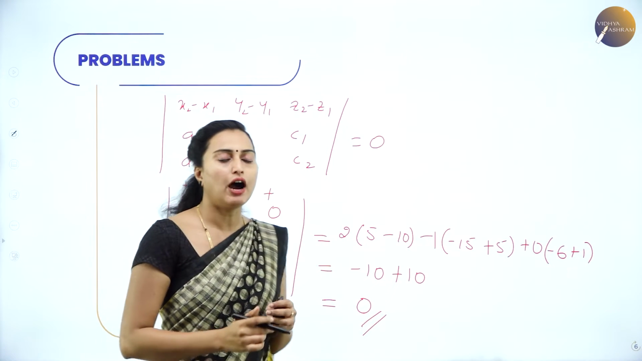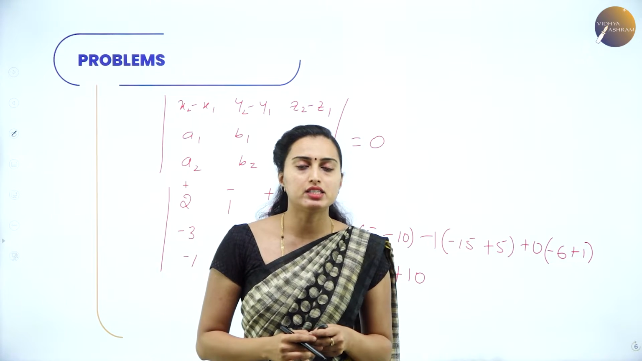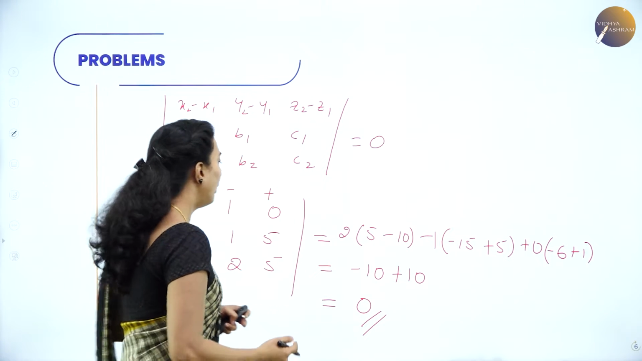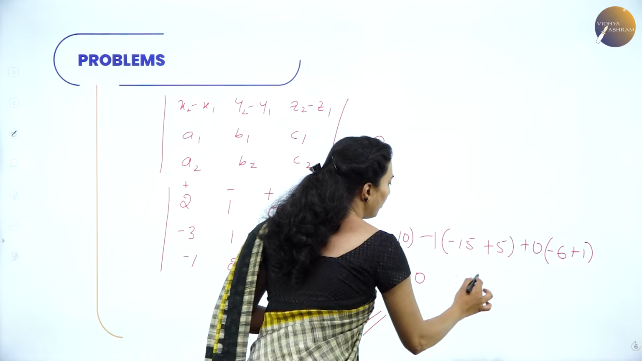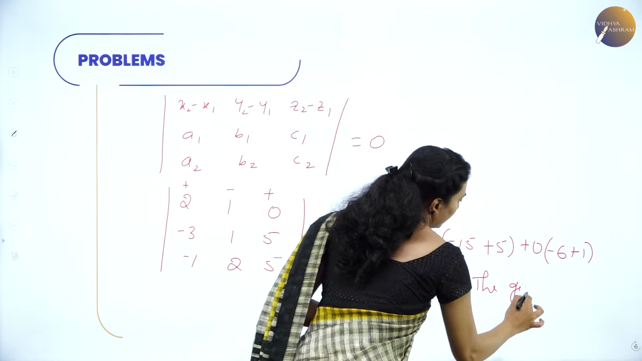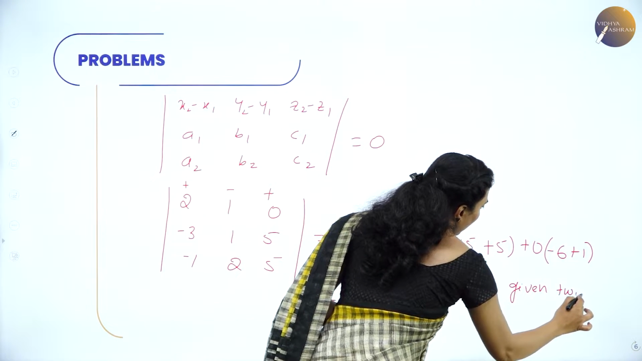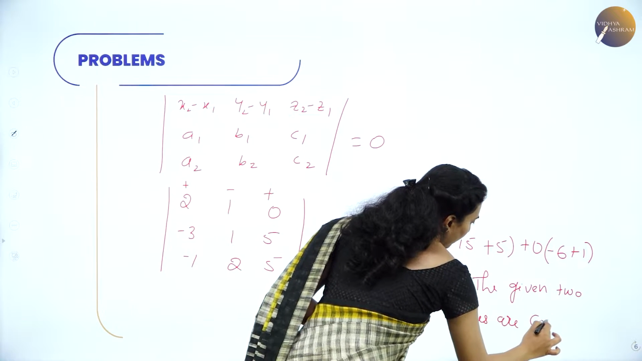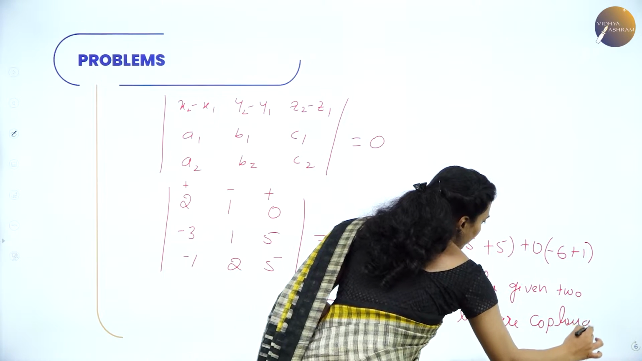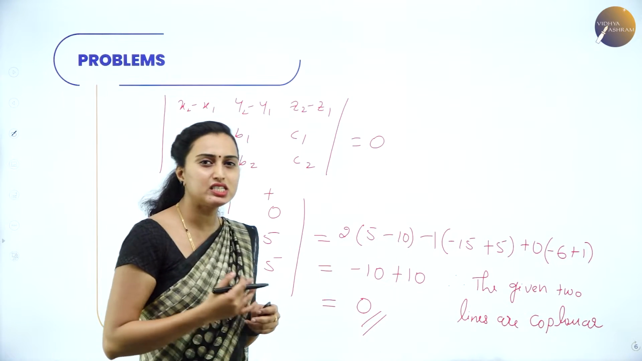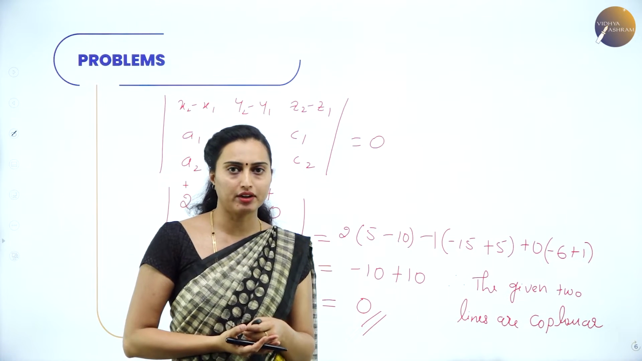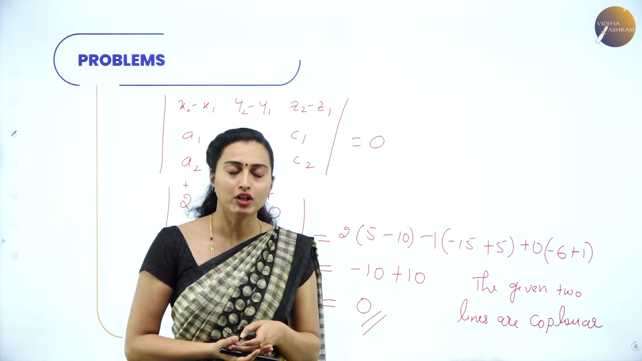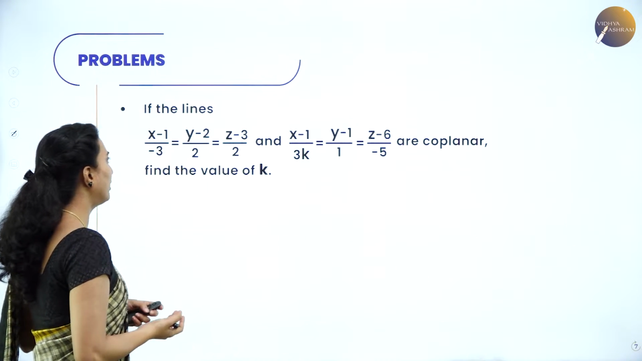Now, after the expansion of the determinant, you got it equal to 0. Therefore, the given two lines are coplanar. So, you are going to conclude the condition as: therefore, the given two lines are coplanar. Okay. I hope you understood how to solve this. This type of problem will be asked for 3 marks in your final examination if they do not ask the derivation. Now, we'll be moving on to the next problem.